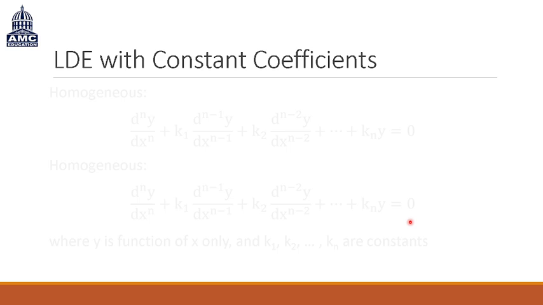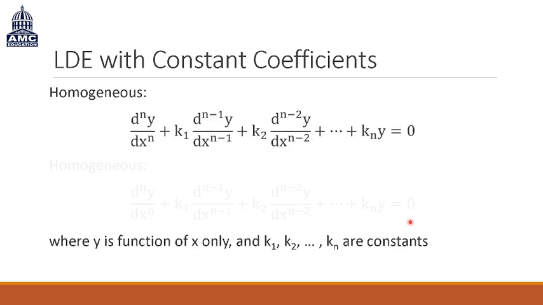So we'll first learn how to solve the linear differential equation with constant coefficients, and this is the homogeneous linear differential equation with constant coefficients, right? So the right hand side is 0, and all the coefficients are constants.